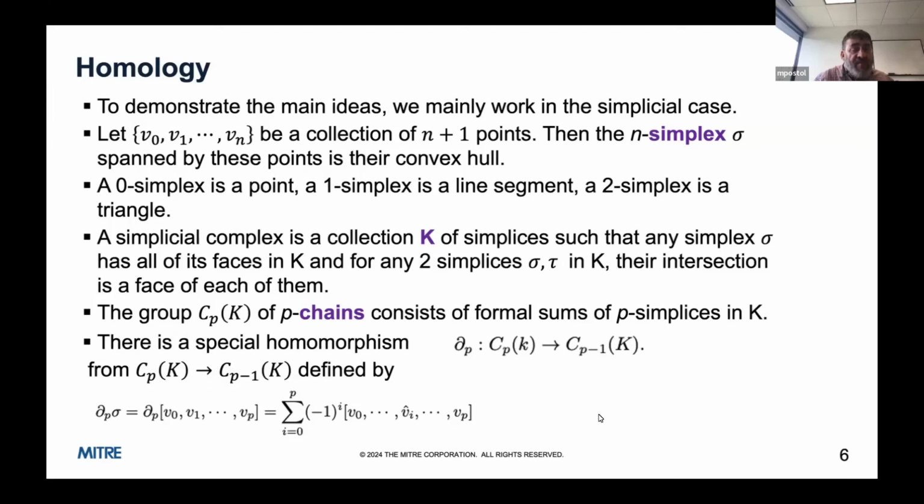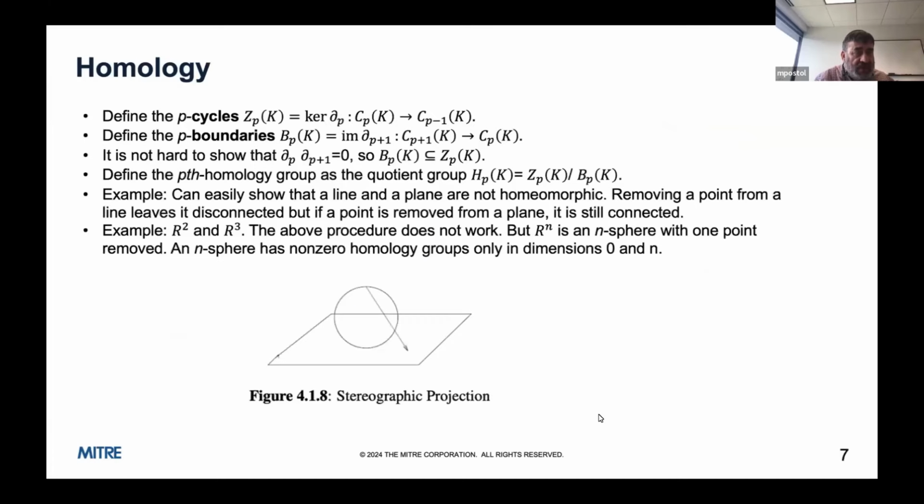All right, and then formal sums of these give you p-chains, and then you have this special boundary homomorphism. The p-cycles are the kernel of the boundary homomorphism. The p-boundaries are the image. And if you apply the boundary homomorphism twice, you get 0. So the boundaries are contained in the cycles. And then I'll do what I just complained about and say the homology group is the quotient group. So that's why I put in my book, what is a quotient group?